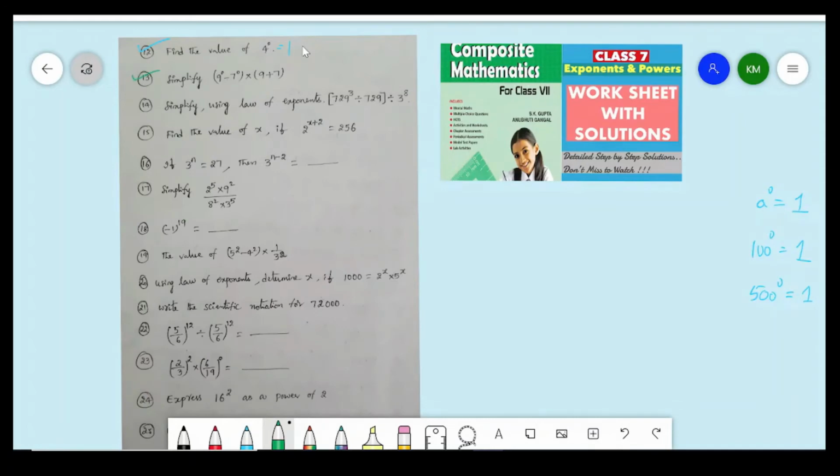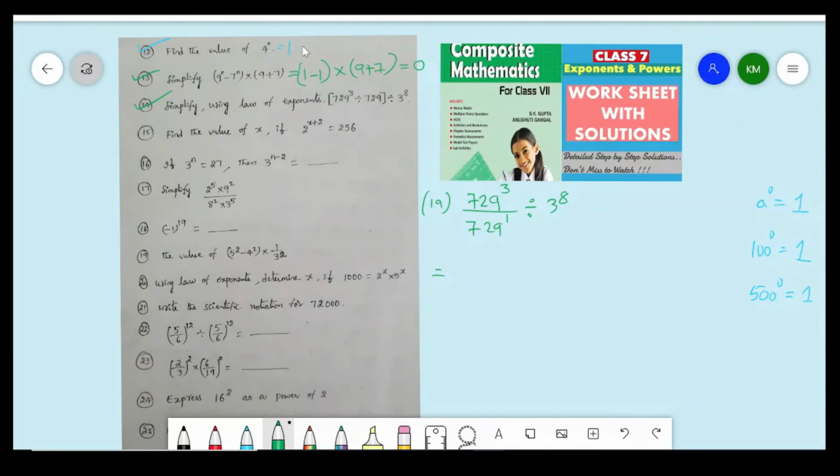This is the 13th problem. 9^0 minus 7^0, that is nothing but 1 minus 1. Just now I told you, 0 into any number is always 0. So the answer for this is also 0. Now let us move to the 19th problem. Observe very carefully here. 729 is given power 3, divided by 729 again, that is only one time, divided by 3^8. This is the expression given to us.